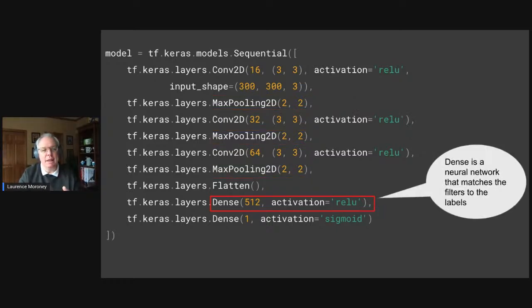And then finally, at the bottom, there's a dense, and this is the traditional neural network that you've probably seen, where it's lots of neurons and they're all interconnected with each other. That's what gives it the name dense. So this is often used for matching things to each other.